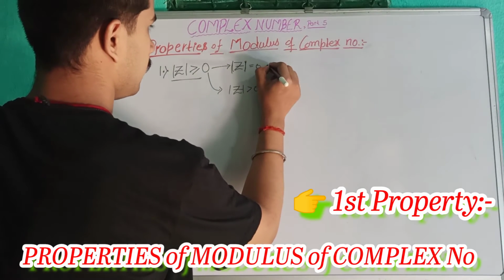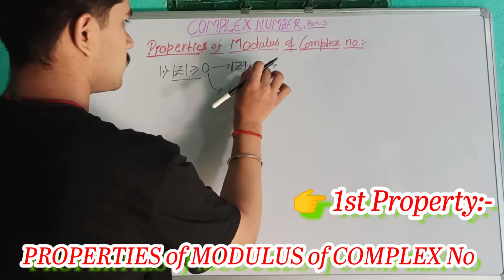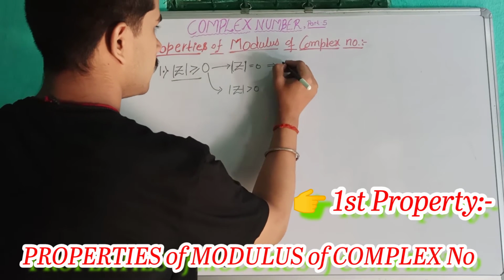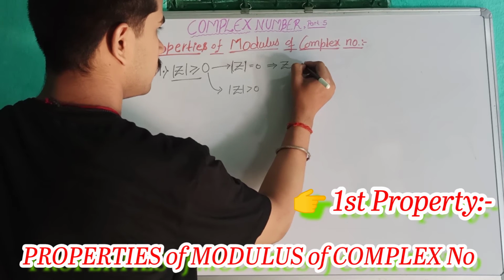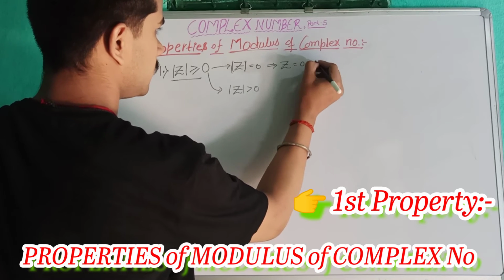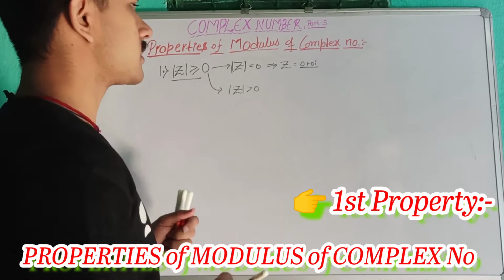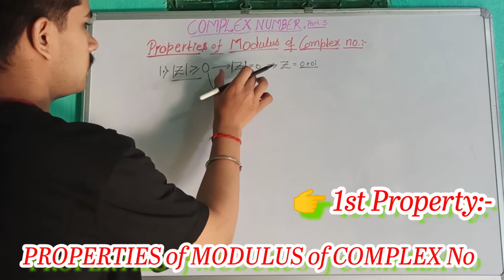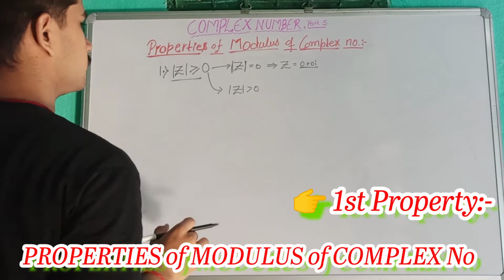So in order to have the modulus of the complex number as 0, we need to have its real and imaginary part both as 0. Like it will be both purely real and purely imaginary. Then only we can say that its modulus will be 0, and then this first part is satisfied.